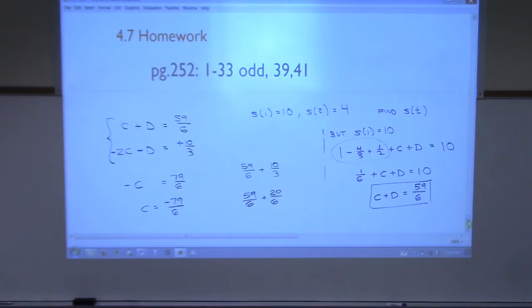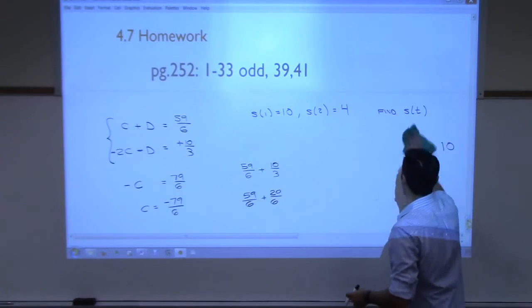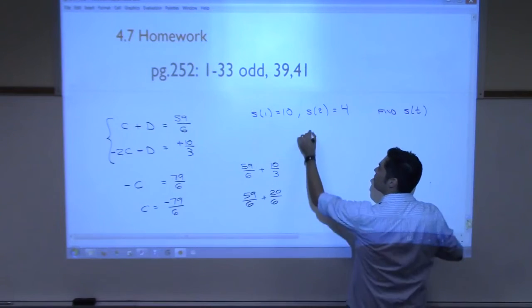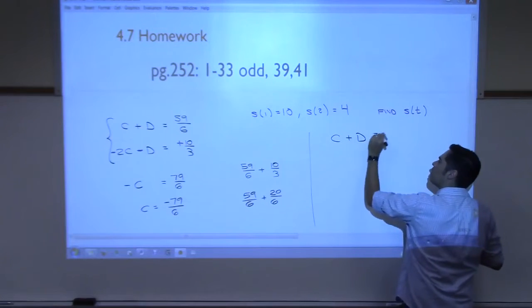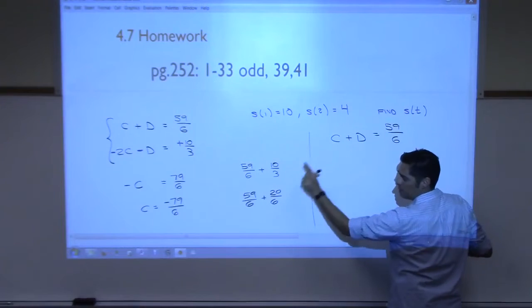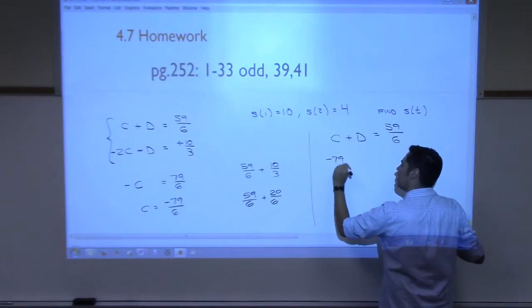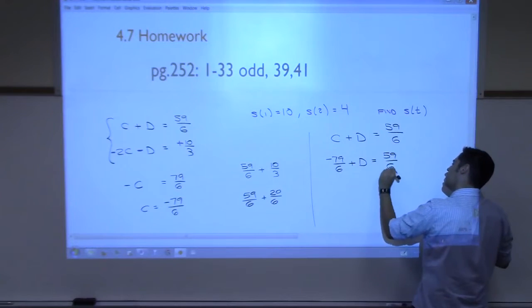Once I know C, what can I do? Go back in, plug it in where? Any equation you want, right? As long as it has C and D in it. So I'm going to go back and I'm going to plug it into the first equation. So if I take that first equation, C plus D equals 59/6, and I replace C with negative 79/6 plus d equals 59/6.